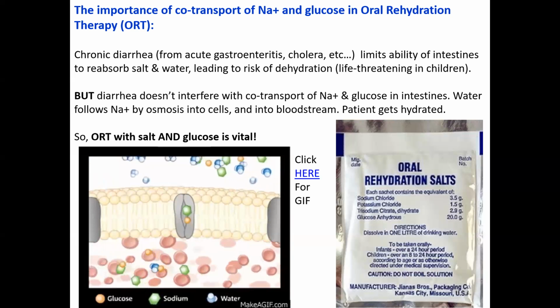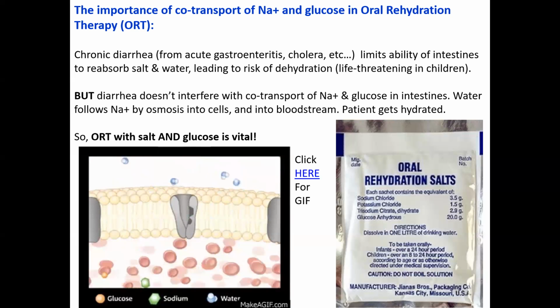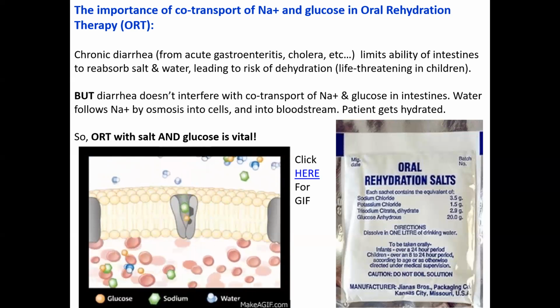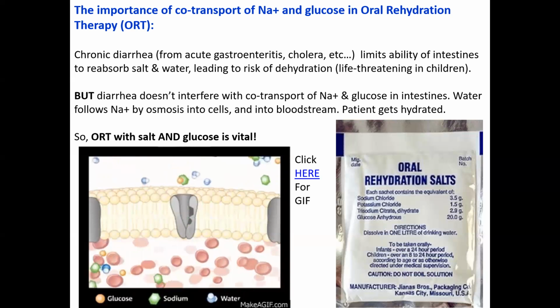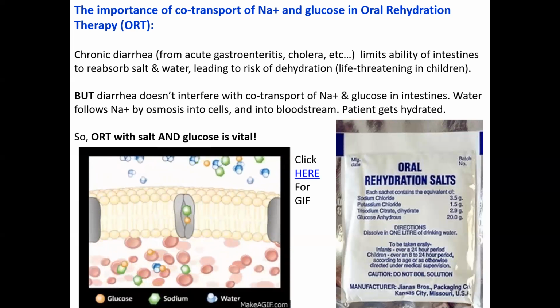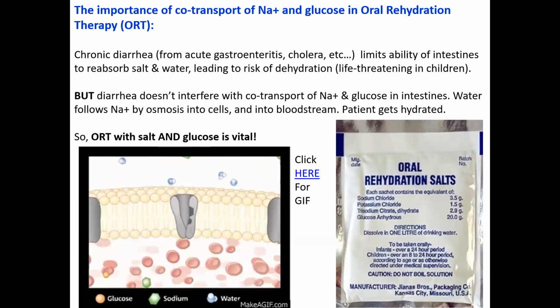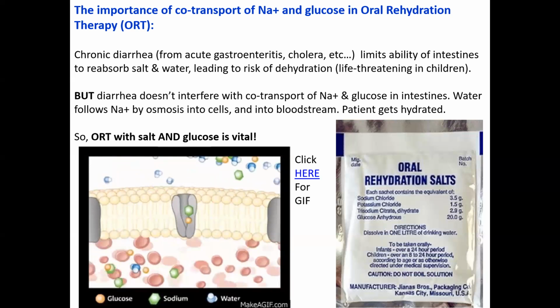Water by osmosis follows salt wherever it goes, like a puppy. So if salt enters the bloodstream, water is going to follow that salt by osmosis, trying to dilute it. So by having salt move into your bloodstream, water from your intestines gets absorbed into your bloodstream.